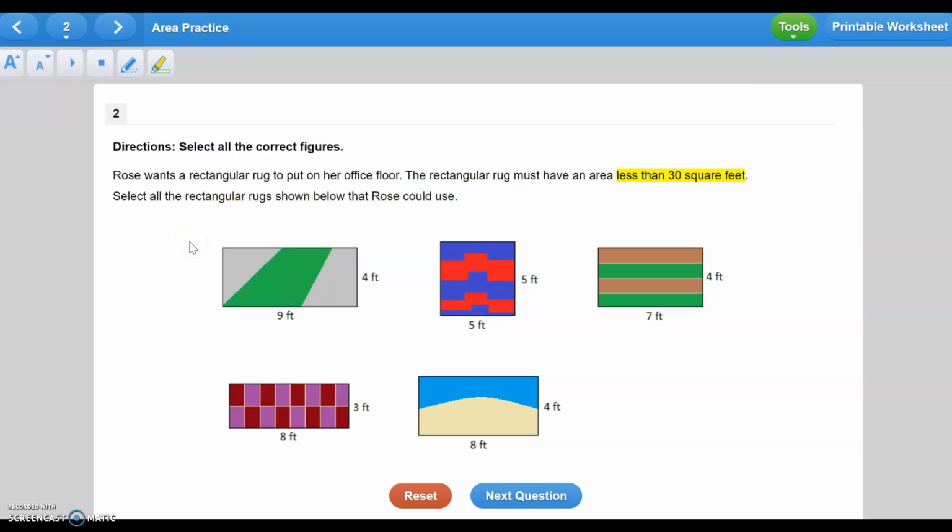Since I've been practicing my multiplication, I know that 9 times 4 is 36. 36 is larger than 30, so that would not fit in her office. 5 times 5 is 25. That is less than 30 square feet, so that one would work in her office. I'm going to skip 7 times 4.